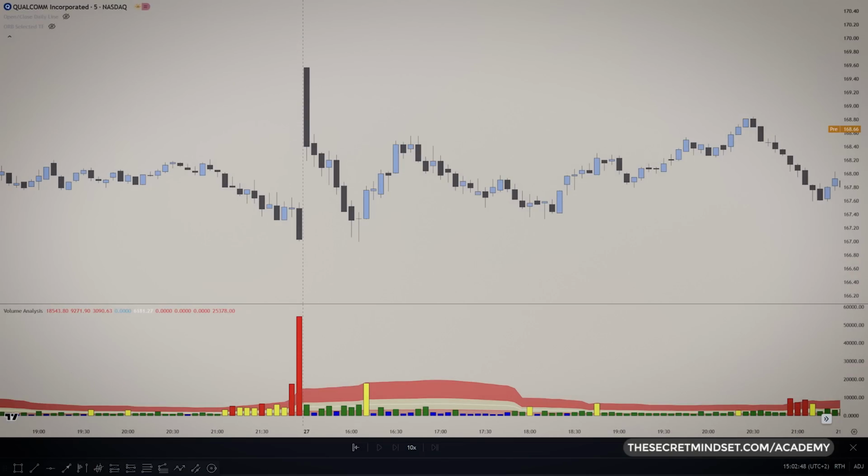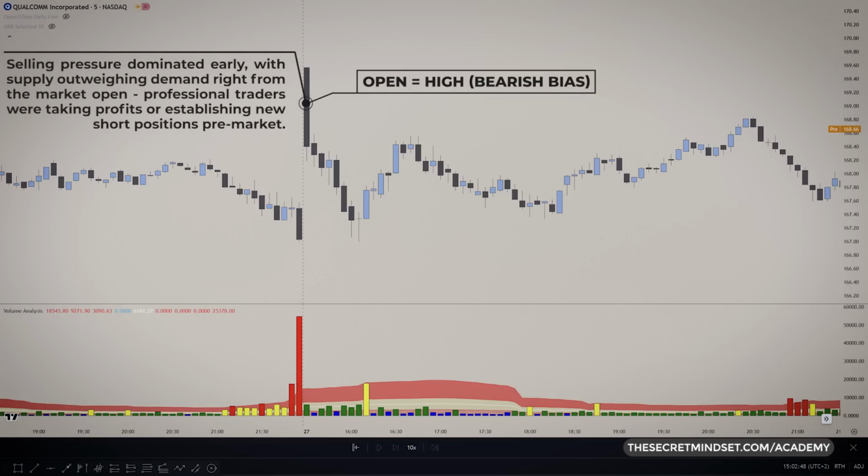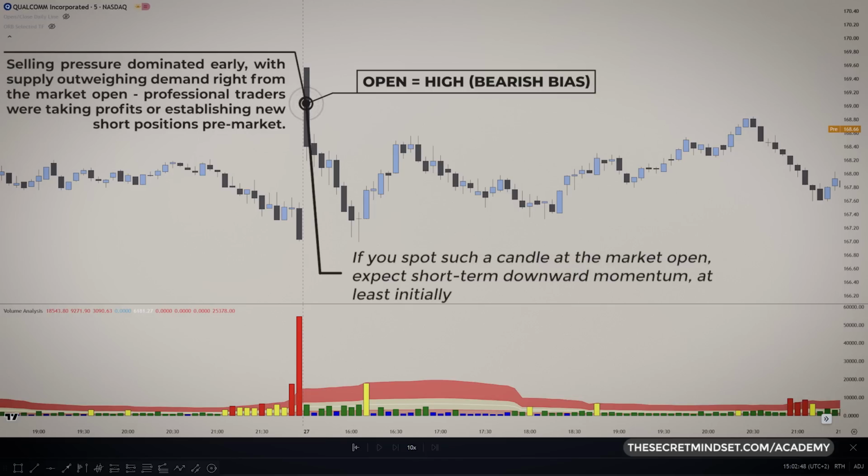In this example, the open matches the high, suggesting selling pressure dominated early, with supply outweighing demand right from the market open. Often this indicates institutional or other professional traders were taking profits or establishing new short positions pre-market. Seeing this action telegraphed so clearly in the opening minutes is extremely valuable for day traders and scalpers looking to ride the overall trend.